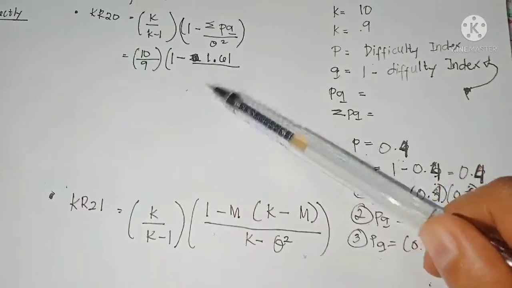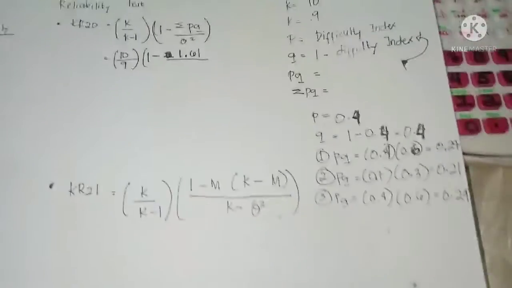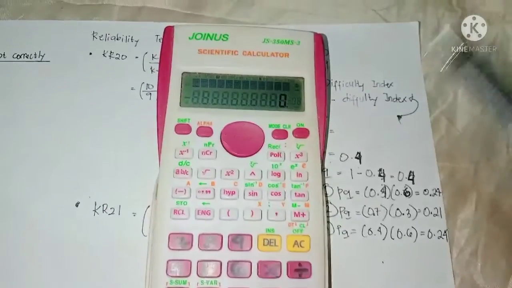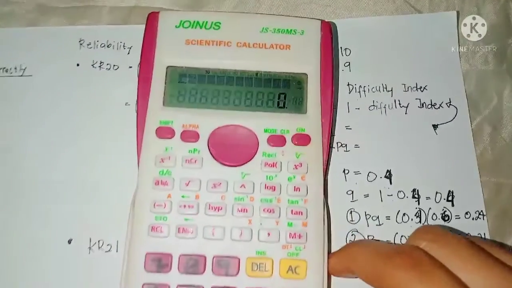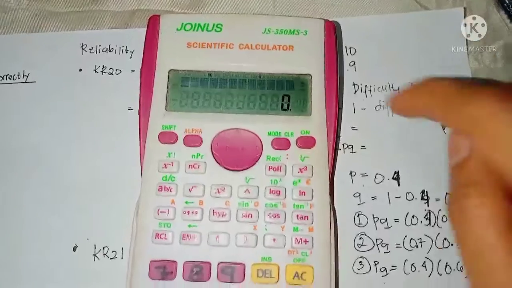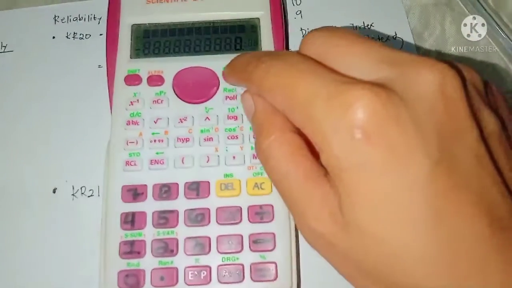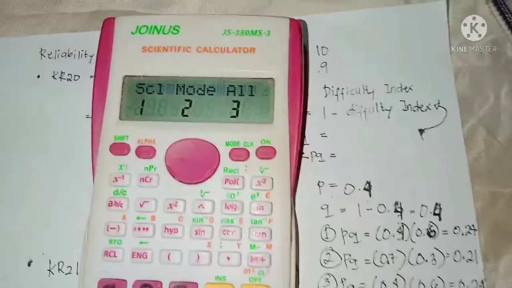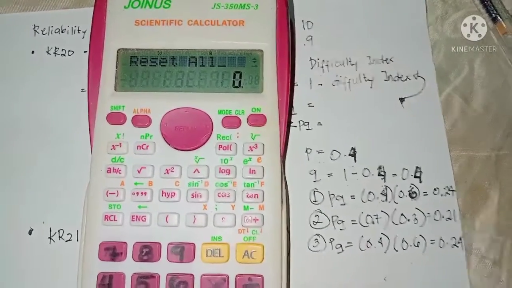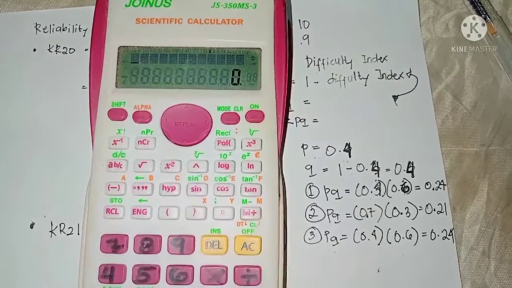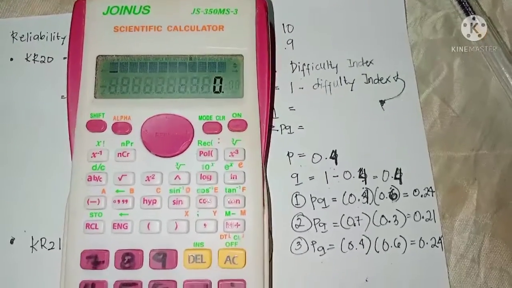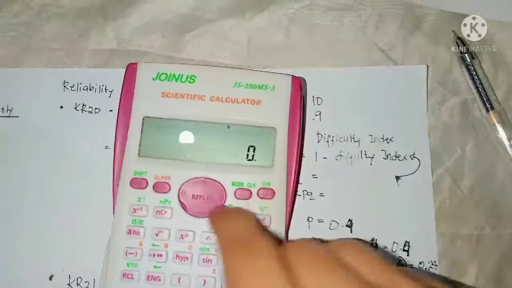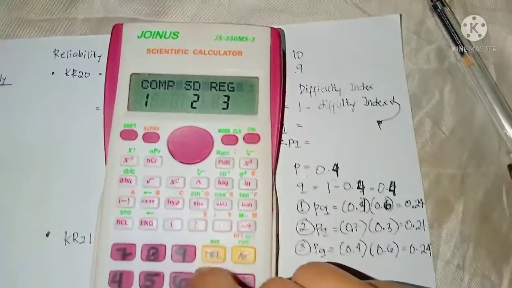So how can we get the variance? So here are the steps to get the variance. All you have to do is get the scientific calculator. So click shift and then mode and click all. You have to click equals until it becomes 0. So after that, you have to click mode 2 and then 2.